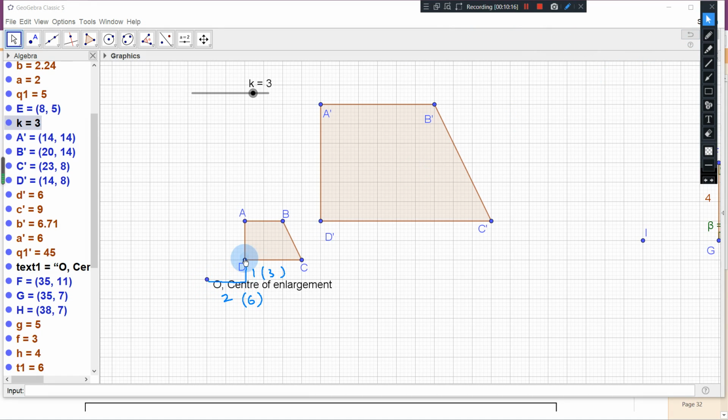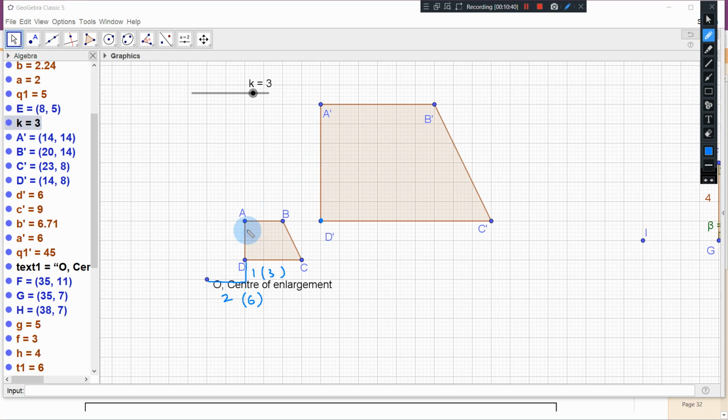1, 2, 1. Because the scale factor is 3, 2 will become 6. 2 times 3, you get 6. 1 times 3, you get 3. Now let's try. 1, 2, 3, 4, 5, 6. 1, 2, 3. This is the image of this vertex.